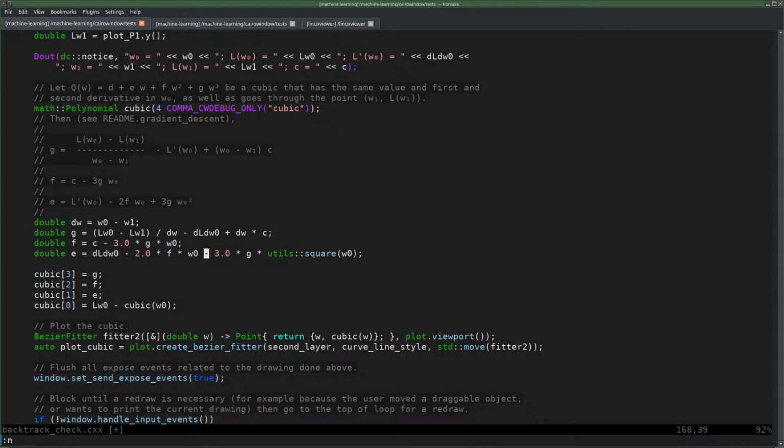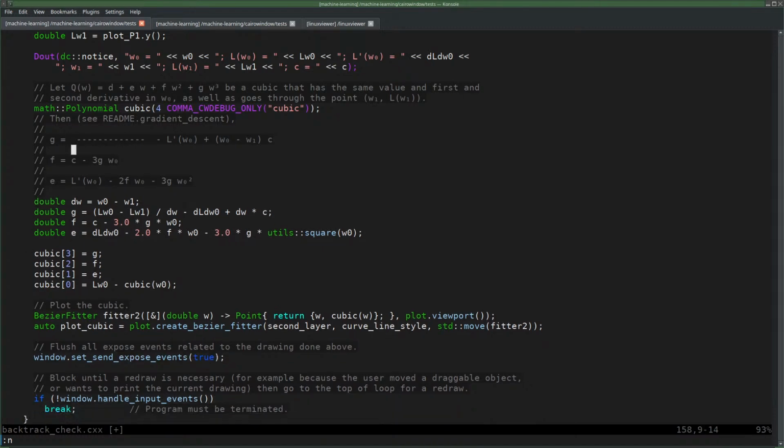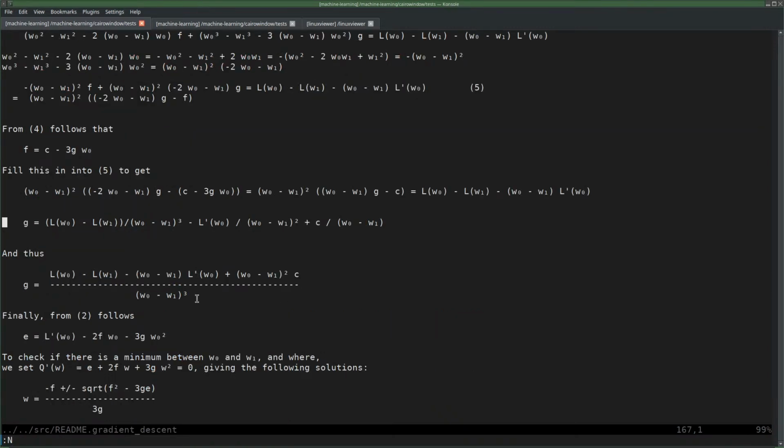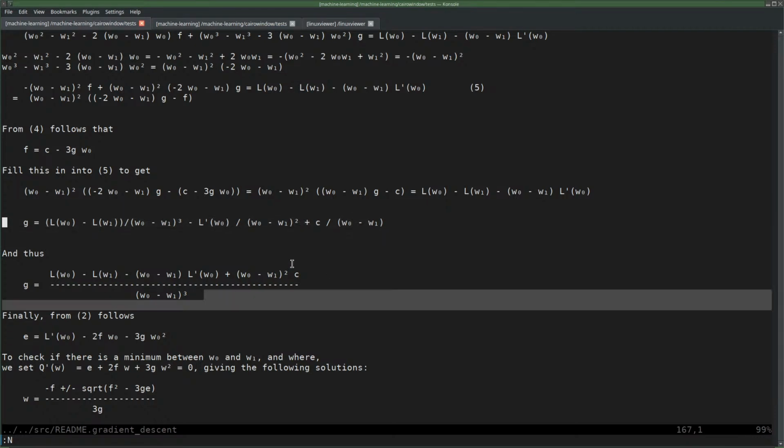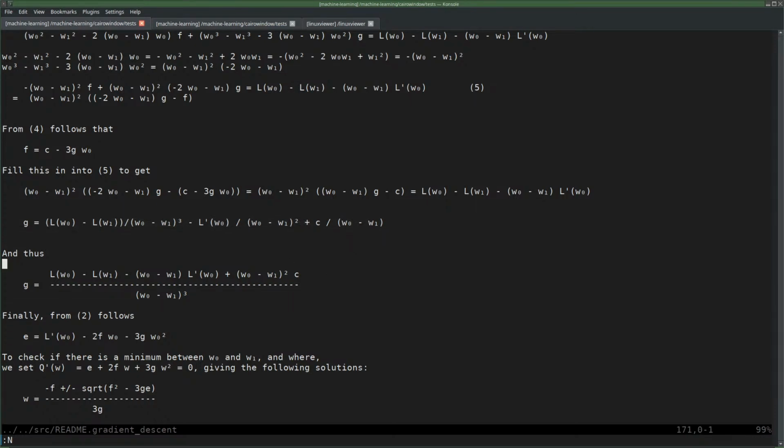So that must be a minus sign, and g is completely wrong. I don't think so. I was going to use this. Sorry.